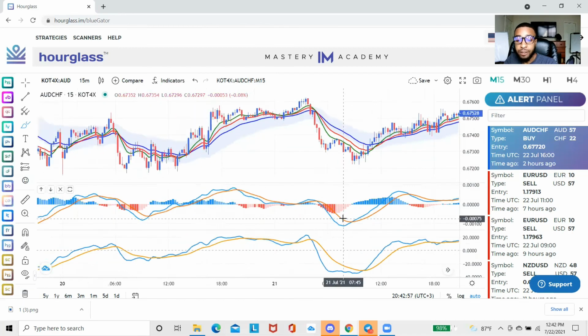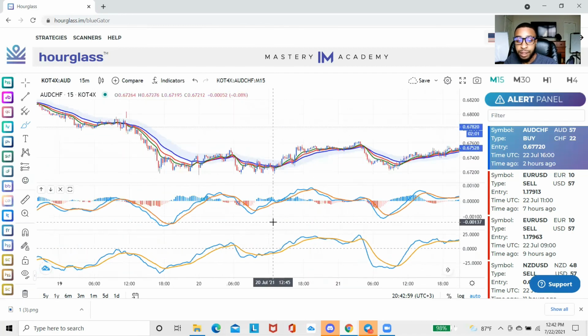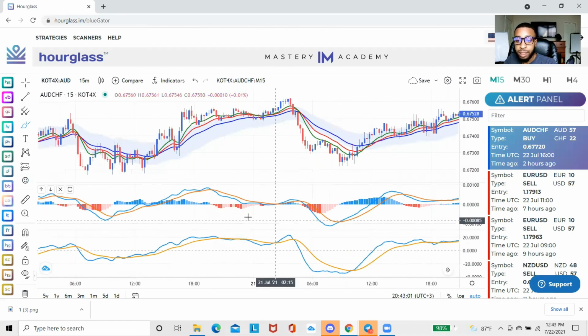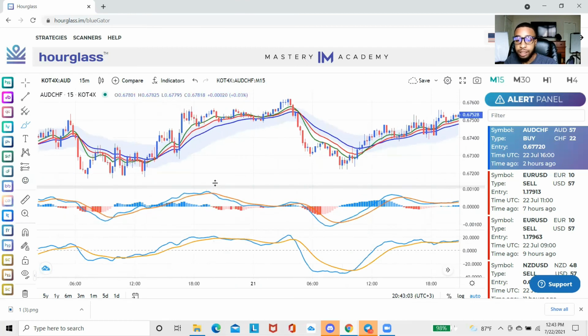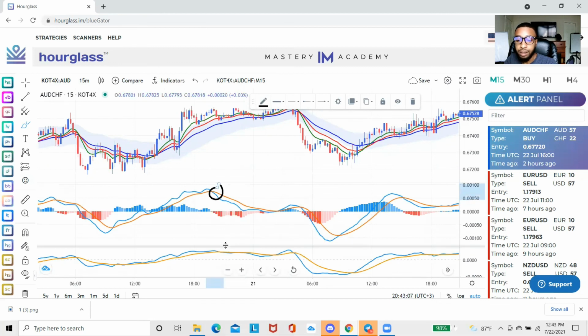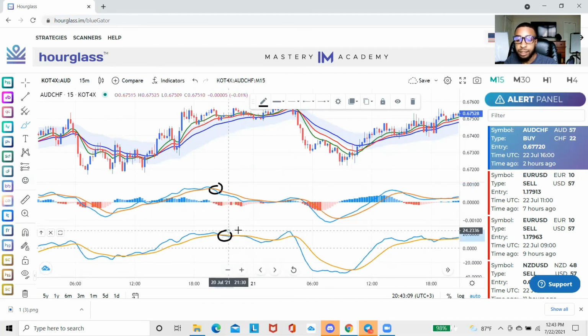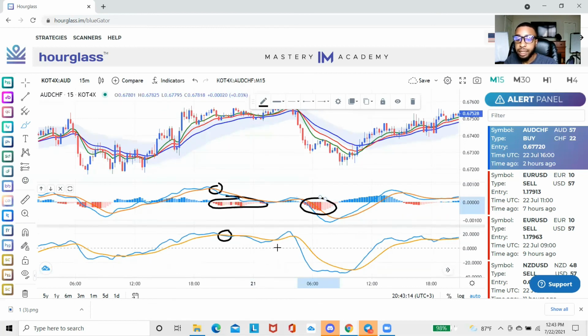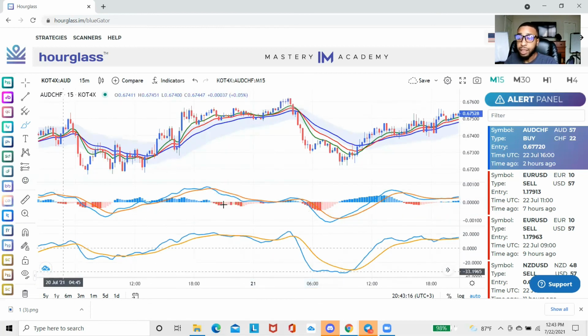Now, what happens if you want to look for a selling opportunity? You would look for a similar concept. You would look for initially this cross down, these cross downs. And then you want to see the momentum come into the market, indicated by these red momentum bars.